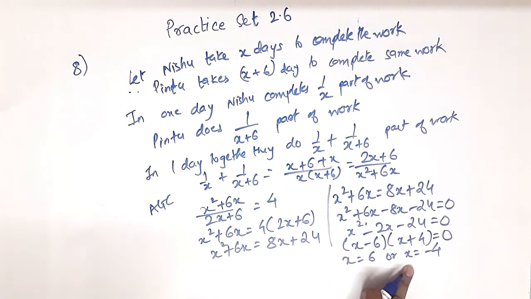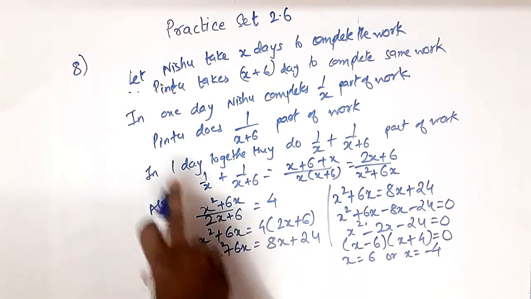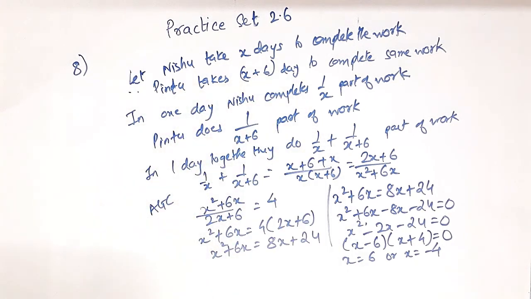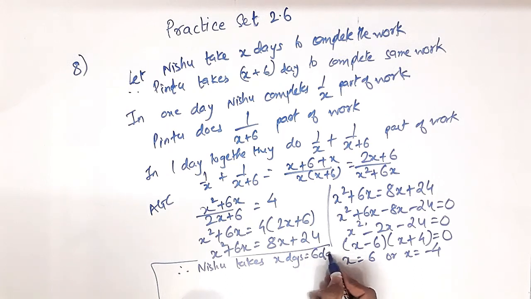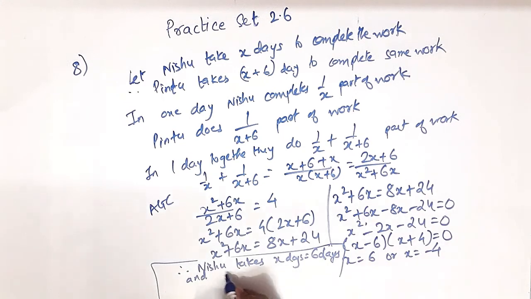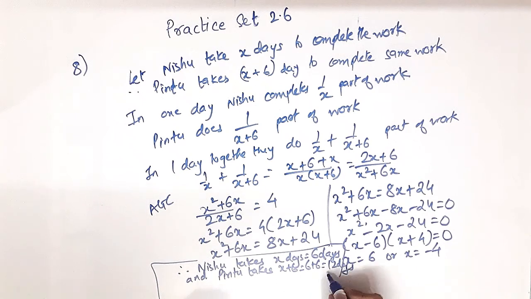Okay, so number of days cannot be negative. So Nishu takes 6 days. So how many days will Pintu take? Very simple, he will take 12 days. Therefore Nishu takes x days, which is 6 days, and Pintu takes x plus 6, which is 6 plus 6 equals 12 days.